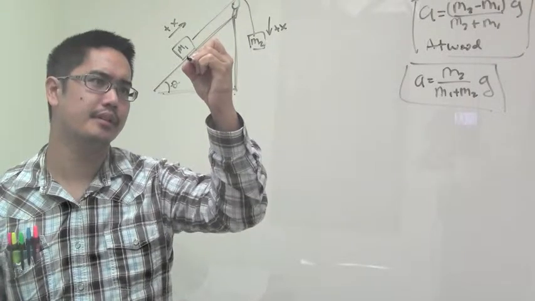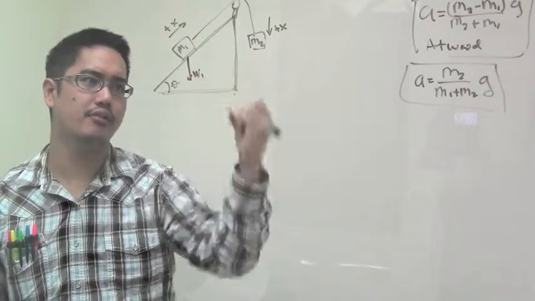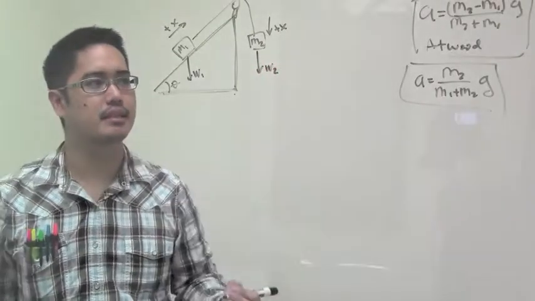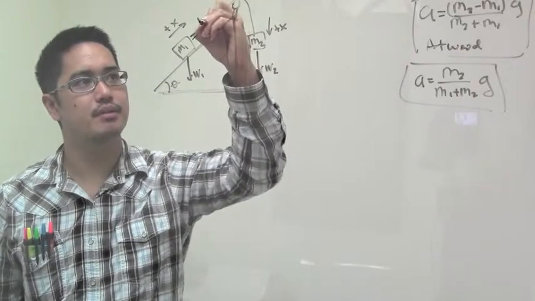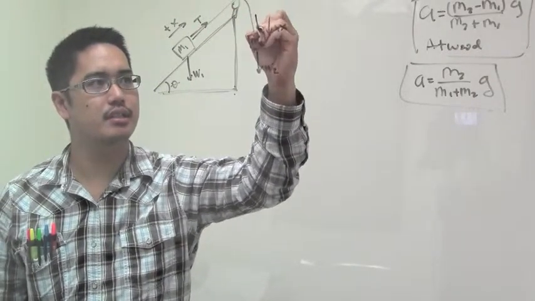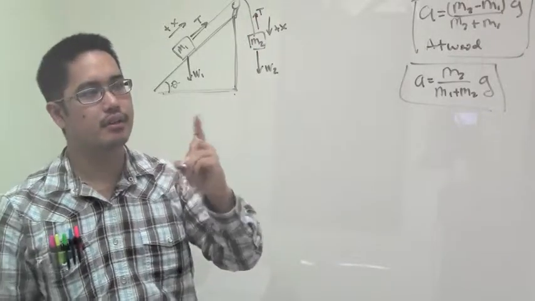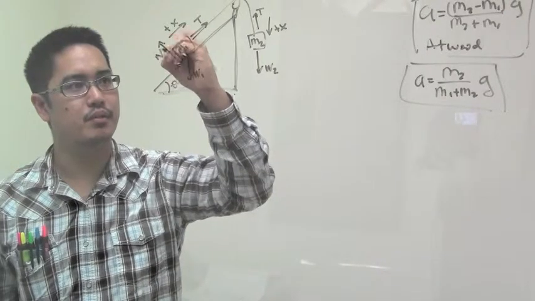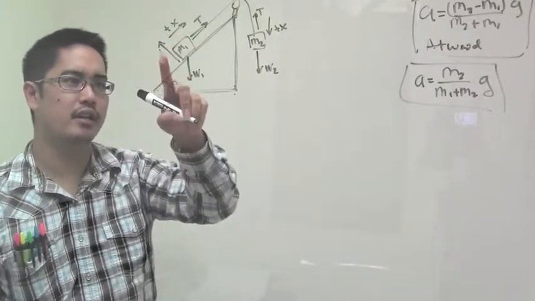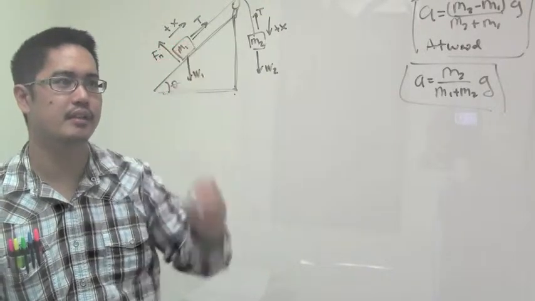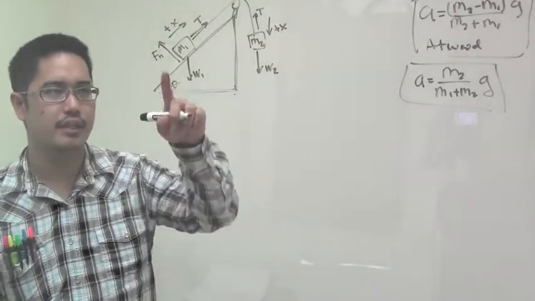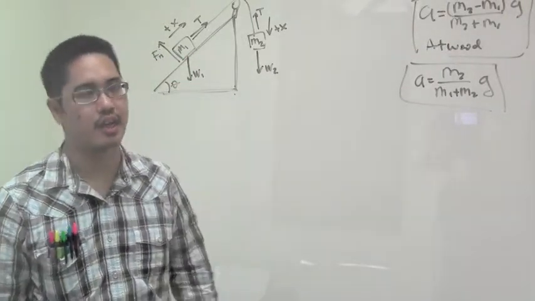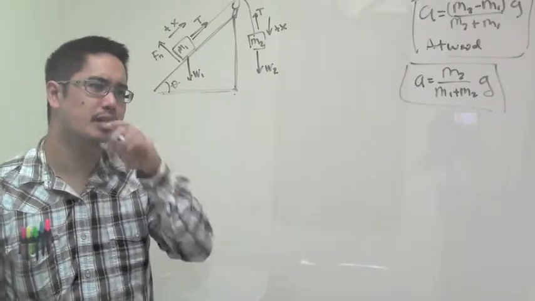I've got the weight of the object on the first mass. I've got the weight of the second mass. I've got the tension pulling up this way, and I've got the tension pulling up this way. I also have the normal force that is going on between this thing in here. I don't like calling it capital N, I'm just going to call it F sub N. That would be the normal force acting between mass 1 and the actual inclined plane.